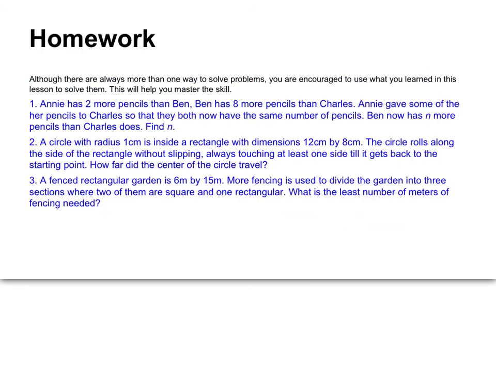Here is some homework for you to try out. Although there is always more than one way to solve problems, you are encouraged to use what you learned in this lesson to solve them, which is using diagrams and pictures and drawing, because this will help you master the skill. So pause the video. When you are ready, move on for the solutions.